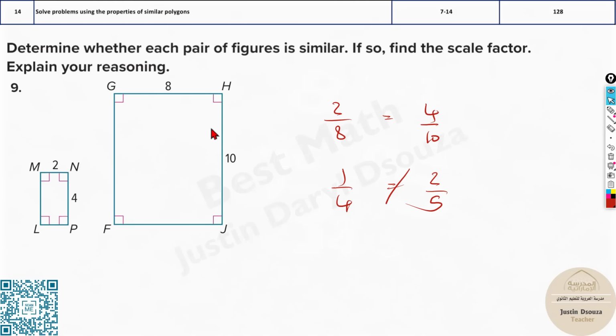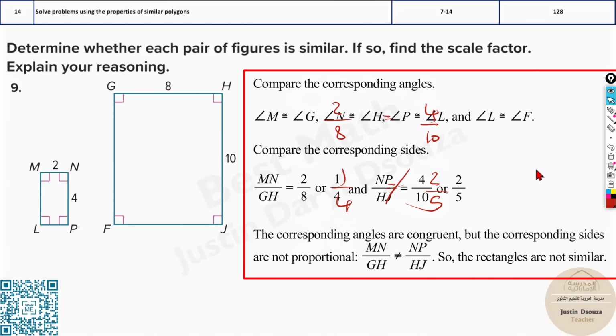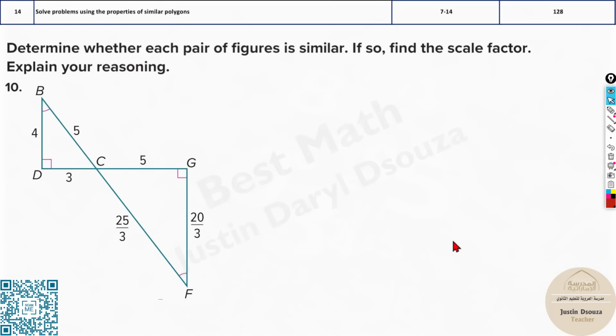So we cannot find the scale factor because they're not similar. The scale factor for each side will vary, that's why it's wrong. So that's the answer. It's not similar, these rectangles.